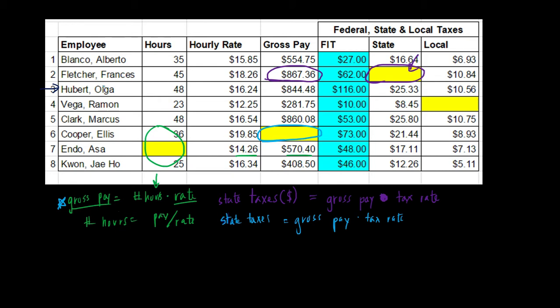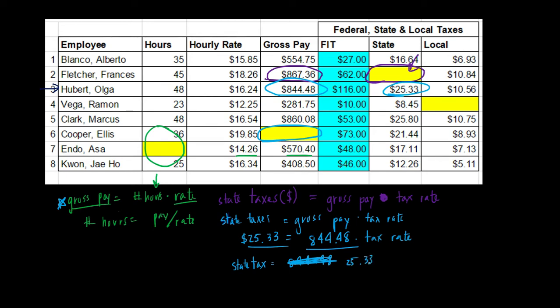So for Olga, we find that her gross pay is $844.48 and she paid $25.33 in taxes. So $25.33 is equal to $844.48 multiplied by some tax rate. So I want to solve for tax rate. So I divide both sides of this equation by $844.48 and I find that my state tax rate is going to be equal to $25.33 divided by $844.48.